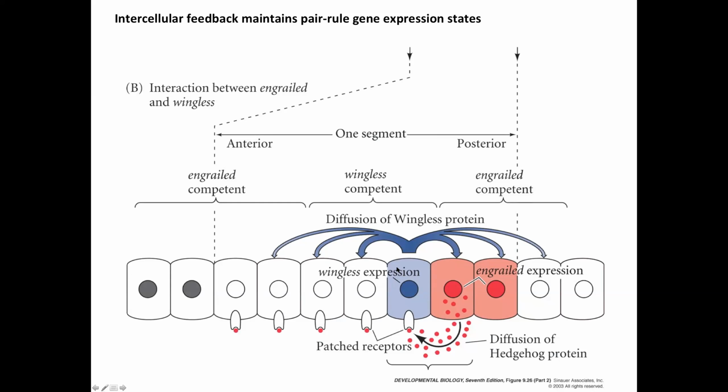So the wingless expressing cells should not take over the job of the engrailed expressing cells, and the engrailed expressing cells should not take over the job of the wingless expressing cells. So there is mutual respect for what they're going to be undertaking. Now, how is this mutual respect achieved?